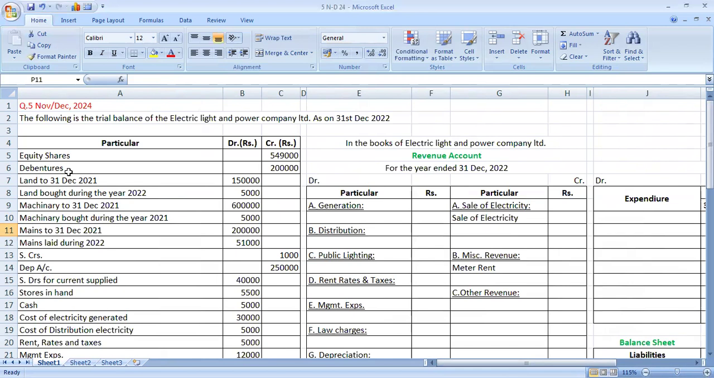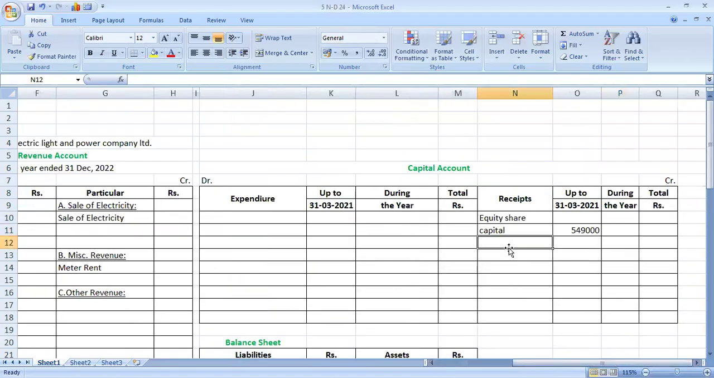Next item, debenture. Debenture is also an item of capital, hence the amount 2 lakh rupees goes to the capital account credit side. Debenture, amount rupees 2 lakh.